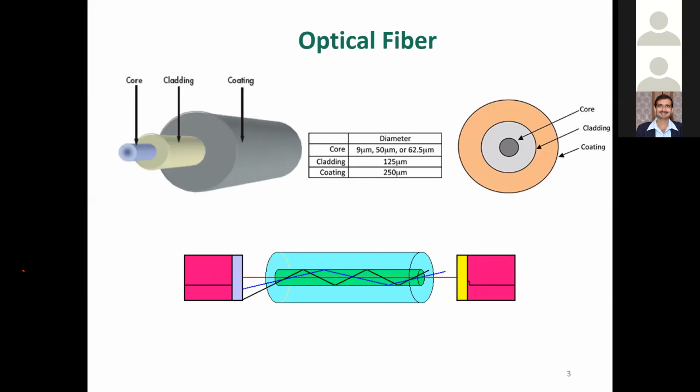If you can see this slide, what is optical fiber? It is basically a very thin glass wire which consists of the core, cladding, and coating. Core and cladding are both made of silica, the pure glass, and the coating is made of some kind of acrylic or plastic. It's a very basic principle: the light transmits through the optical fiber by total internal reflection.